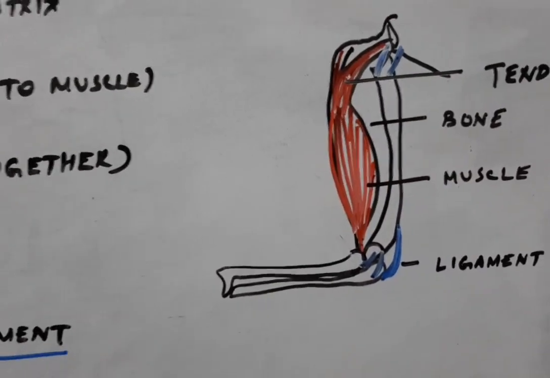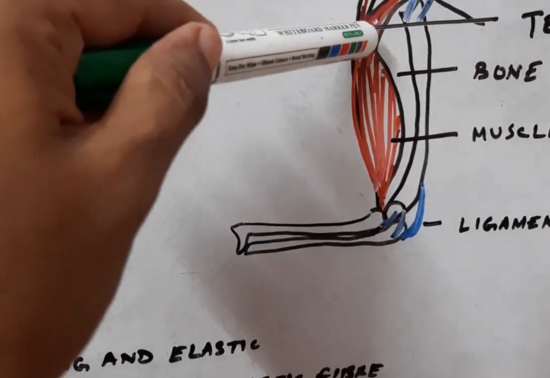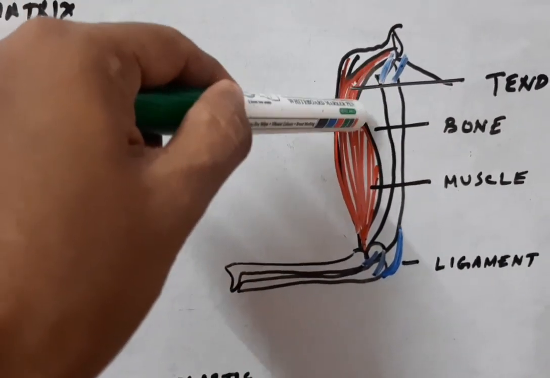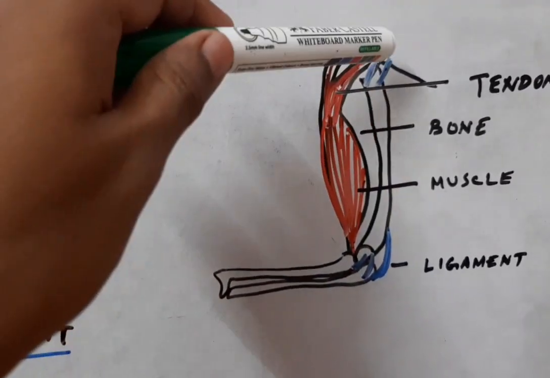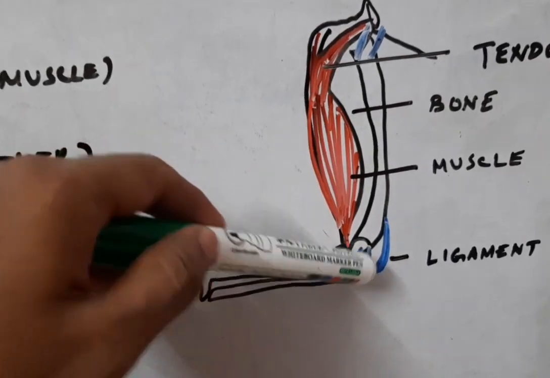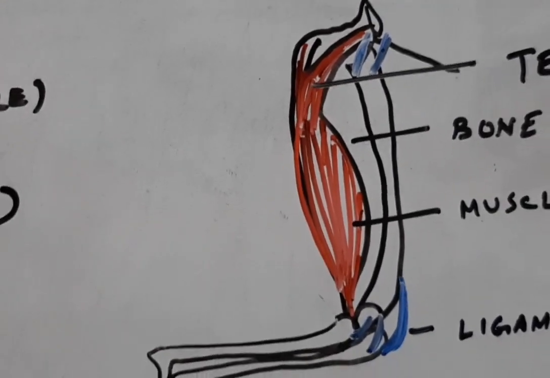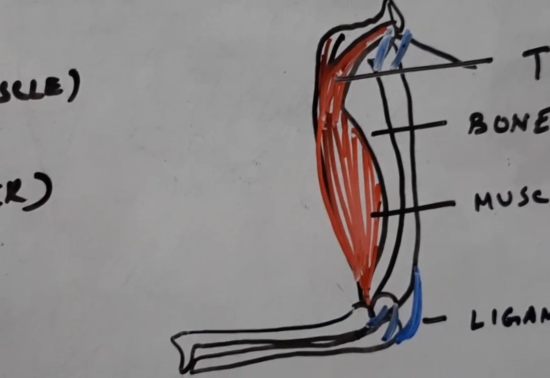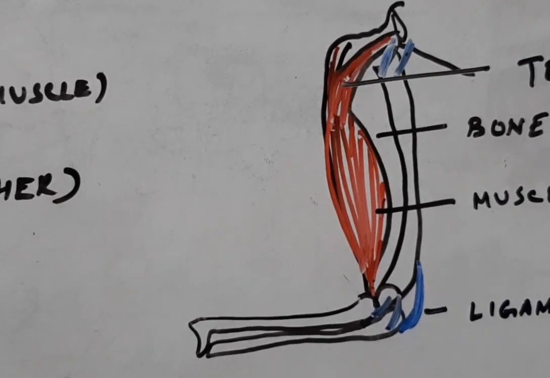I have drawn here one figure showing the tendons. These are the tendon, the red color tendon which is attaching the muscle to the bone. This is the bone, while the blue color, these are the ligaments which attach the bone to bone. So these are the general functions of tendon and ligament, which are actually the dense regular tissue.